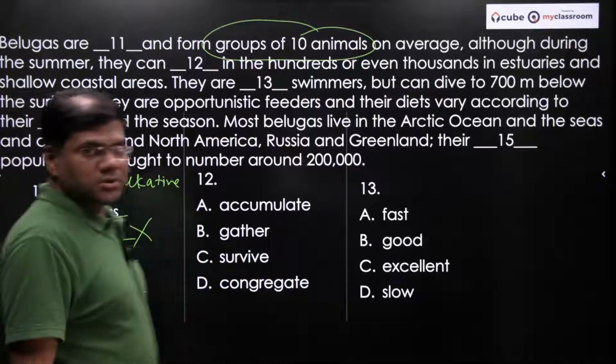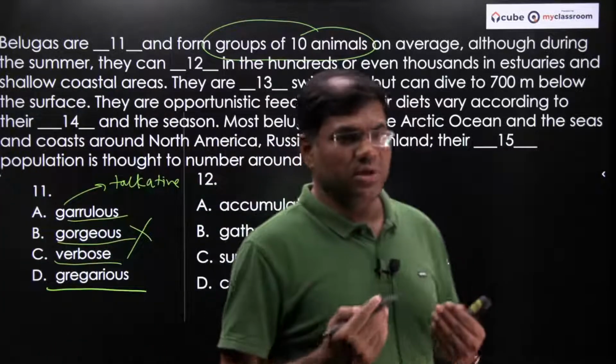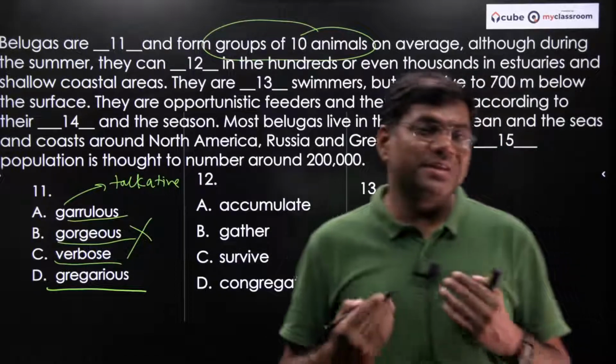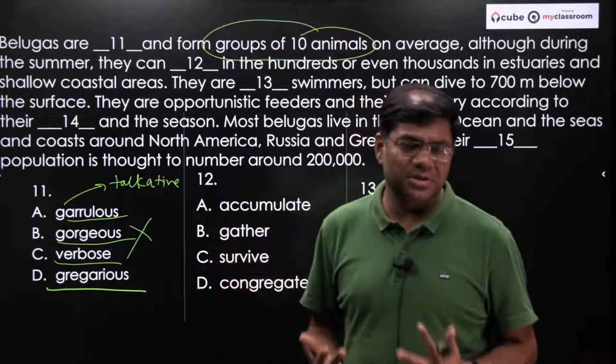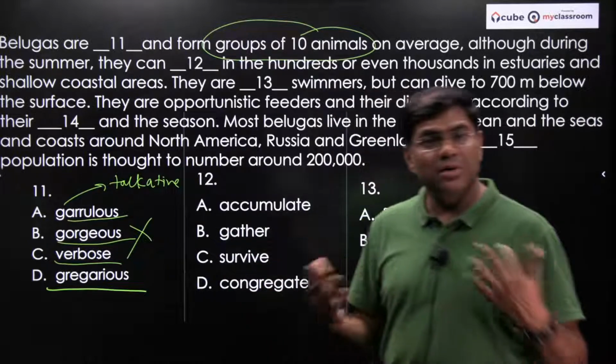Now verbose. Verbose means using too many words. For example, if I ask you, please tell me something about yourself, and you take too many words to explain about yourself, so you're garrulous. Garrulous means a person who has taken too many words to explain something.